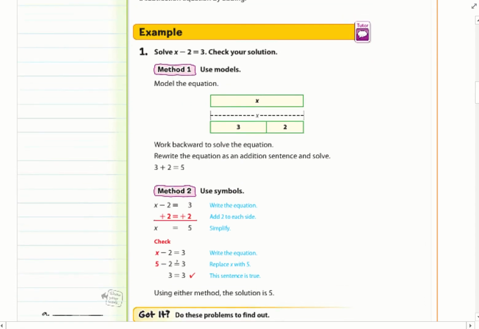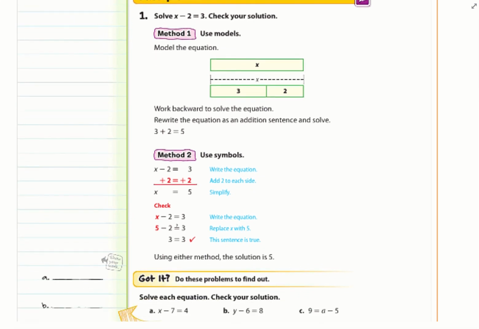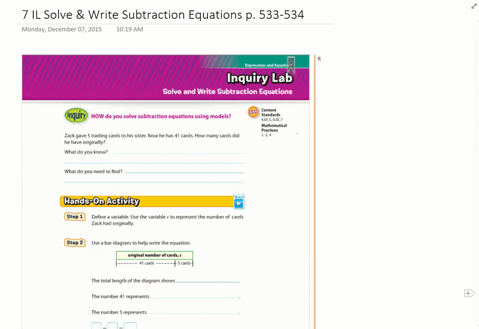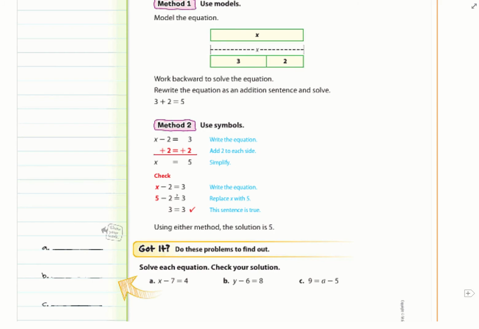Example 1. Solve x minus 2 equals 3. Check your solution. So method 1 is using models. So we have x, and if you take away 2, we have 3. So x minus 2 equals 3. If you add 2 to the 3, you get 5. But we're going to use method 2, it's a little bit easier to explain.